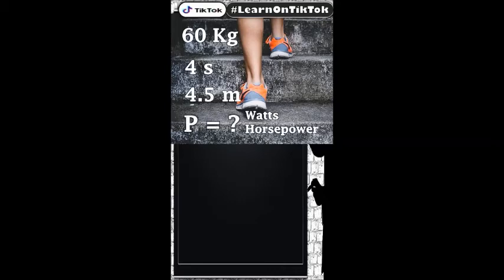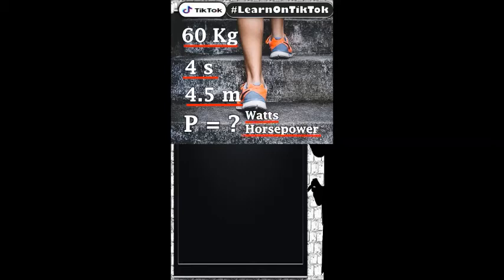To answer this problem, the first thing to do is to list the given in the problem. The mass of the jogger is 60 kilograms. The time it took to complete is 4 seconds. The height of the stairs is 4.5 meters. Now, let's list what is asked. We need to calculate power in units of watts and horsepower.